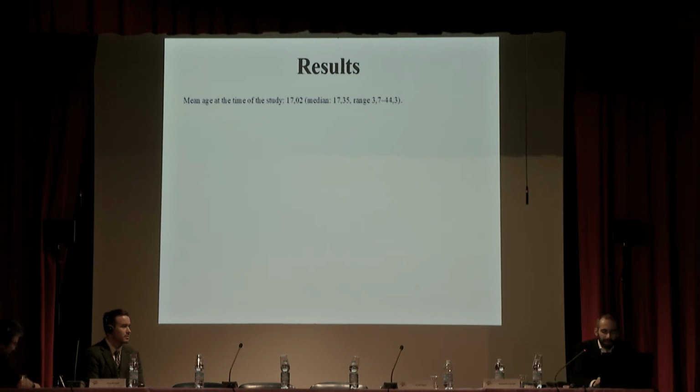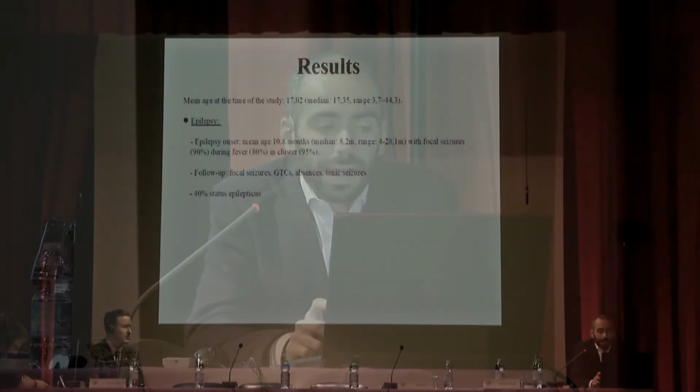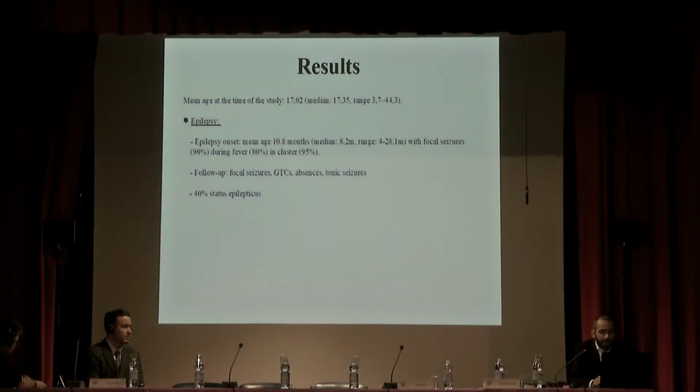These are the clinical results. The mean age at the time of study, 17, with a very broad range from 3.7 to 44 years of age. With respect to epilepsy, onset 10.8 months, with a range up to 2 years and beyond in terms of onset. Focal seizures during fever, 90%.